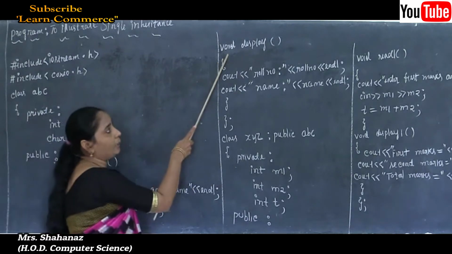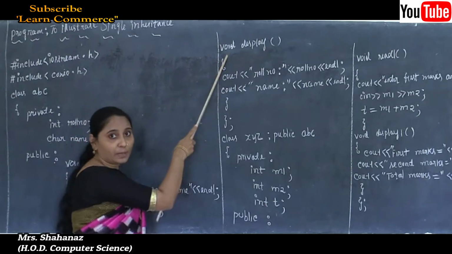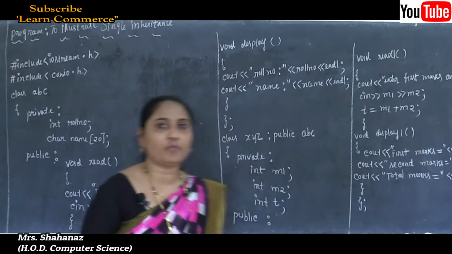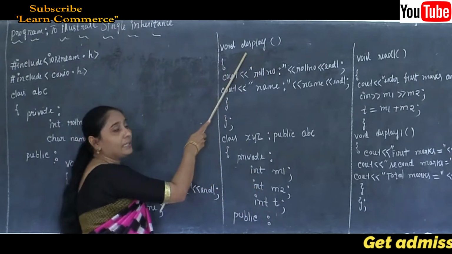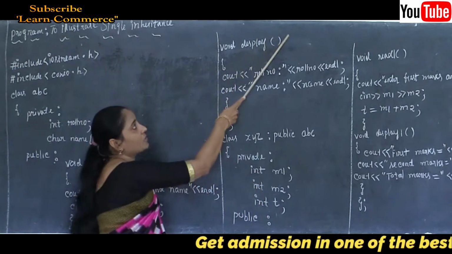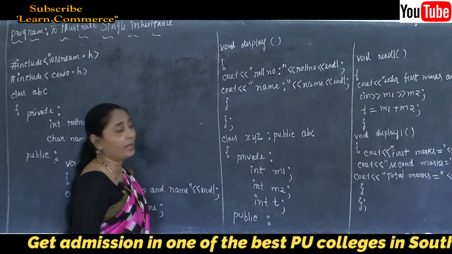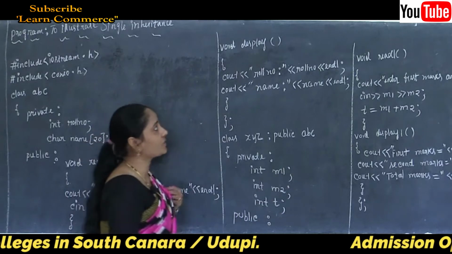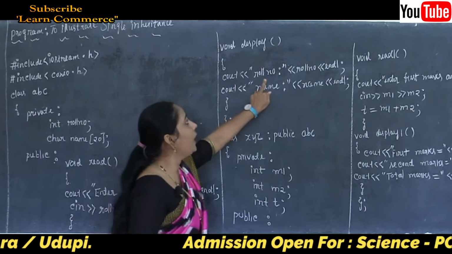Now whatever I inputted, I want to display using a second member function. The name of the member function is display, and it is also going to be defined. Why? Because there is no semicolon. Now such a display member function is going to display some information on screen.